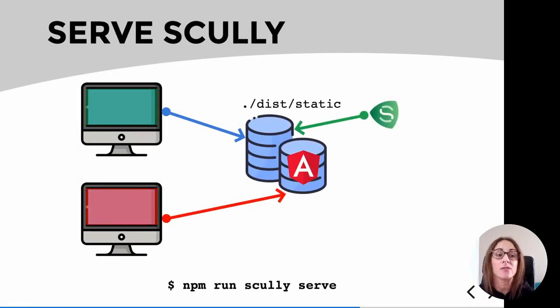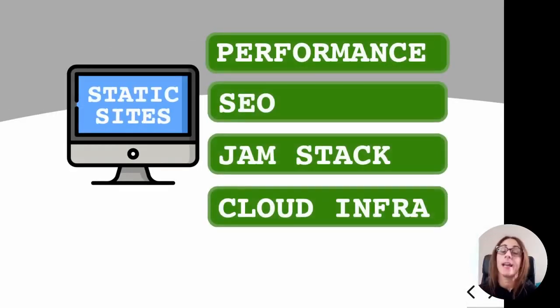Another important feature of Scully is that it allows us to start a server to serve the static files locally during development time, and then compare how your dynamic Angular distribution behaves as compared to the static one in terms of performance and everything else. So what's the gain of static websites? Well, we gain in performance and search engine optimization. We can embrace the Jamstack. And we can also leverage cloud infrastructure and CI/CD.